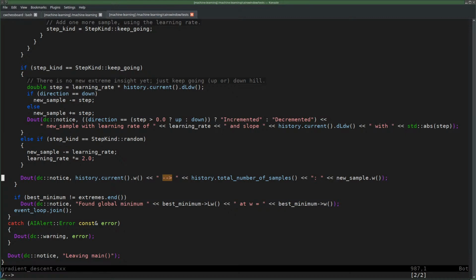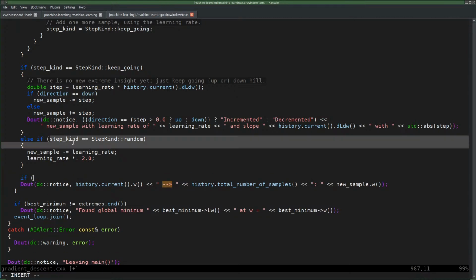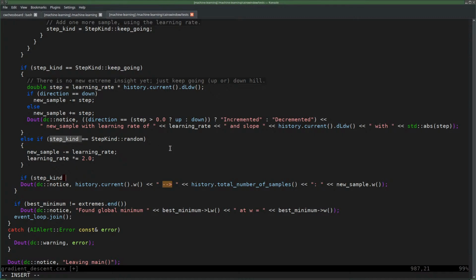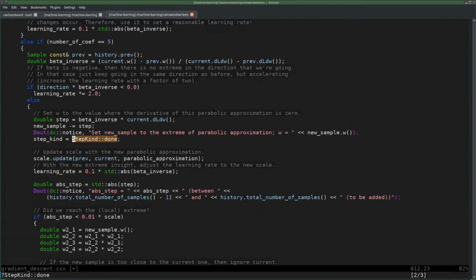Okay, let's do it like this. In both of those cases I want to print it, so if step kind is unequal done, then I print it. And then if I have set it to done, then I want to print it earlier. Meaning this line must be printed more around the time that it's actually being updated here.